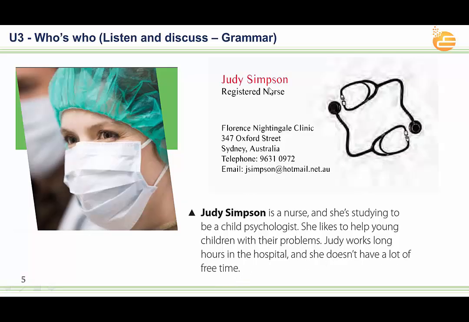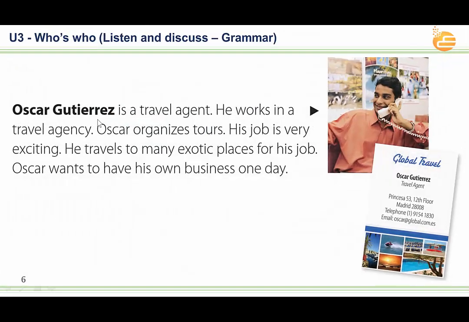Judy Simpson, registered nurse, Florence Nightingale Clinic, 347 Oxford Street, Sydney, Australia. Telephone 9631-0972. Email jsimpson@hotmail.net.au. Oscar Gutierrez is a travel agent. He works in a travel agency. Oscar organizes tours. His job is very exciting. He travels to many exotic places for his job. Oscar wants to have his own business one day.